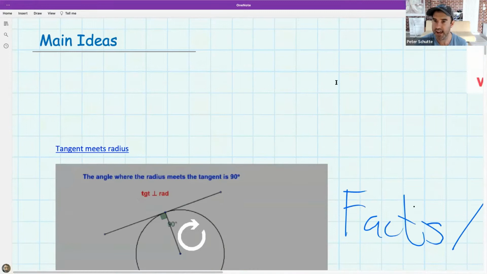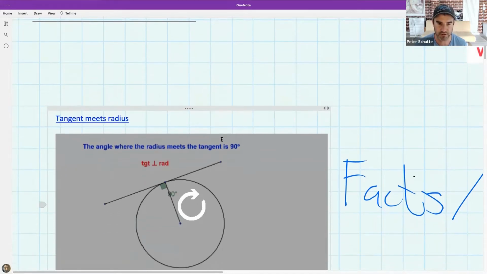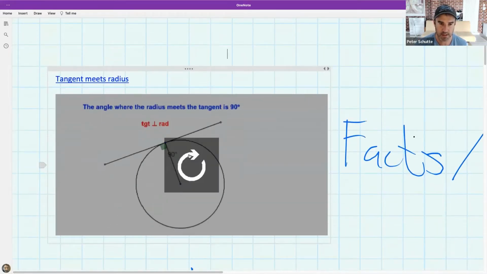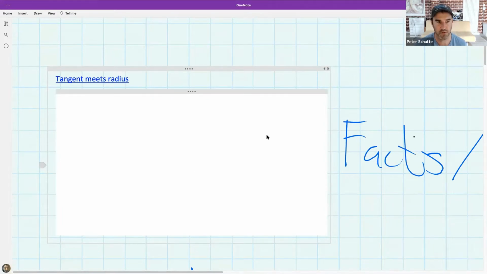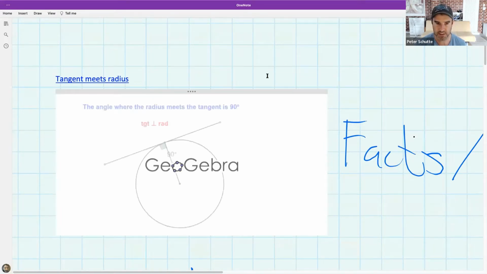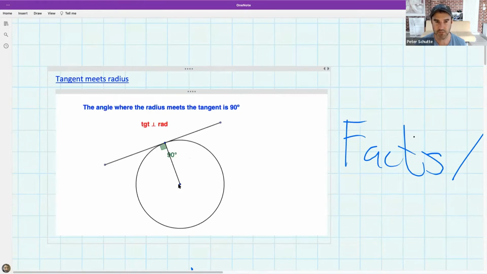So I have a fancy little GeoGebra applet that I want to show you, and you can see the very first fact that we're going to learn about. And this fact or theorem is called the tan radius theorem. And as you can imagine, it involves the tangent and the radius. Now, if you look at the radius, it goes from the center of the circle to the circumference, and then the tangent meets it there.